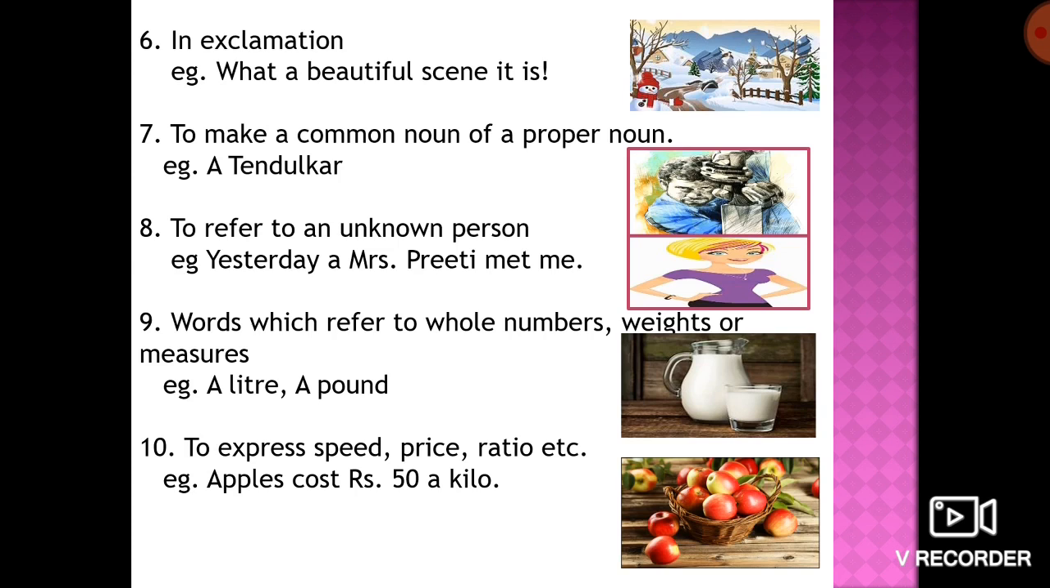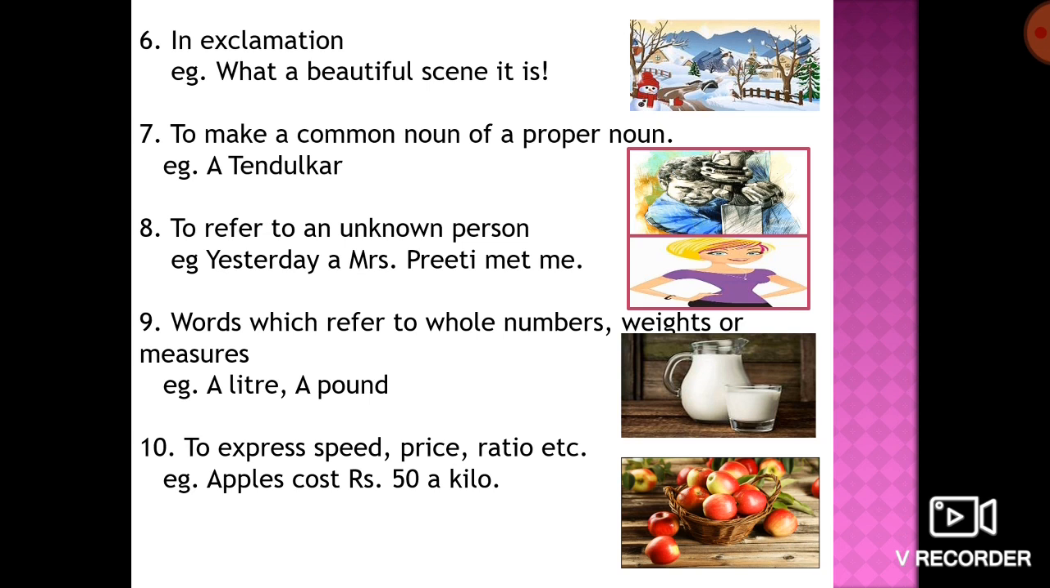Now other uses are in exclamatory sentences. We can take an example. What a beautiful scene it is. It is an exclamatory sentence. Here we have used a. Next is to make a common noun of a proper noun. Tendulkar is a proper noun, but when we use his name as a common noun, like he is a Tendulkar, then we use a.